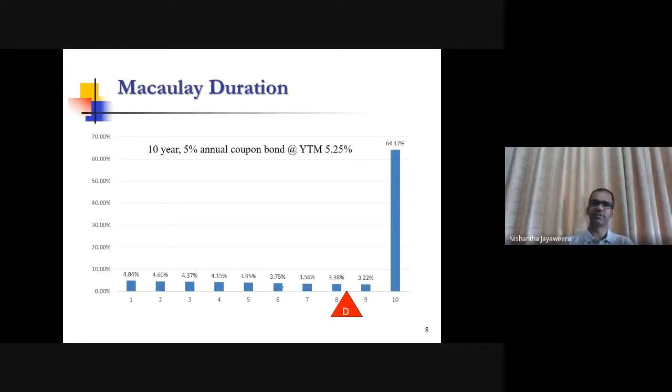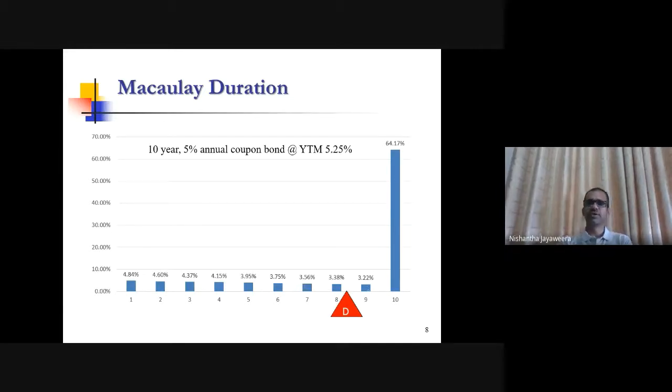I did the calculation for a 10-year 5% annual coupon bond at yield to maturity 5.25. What would be the duration? So it is somewhere here. So that's the balancing point of these cash flows. These are the contributions given to this. These are the weights. So you can see the bulk of weight coming from the maturity, on the maturity date, from the face value.